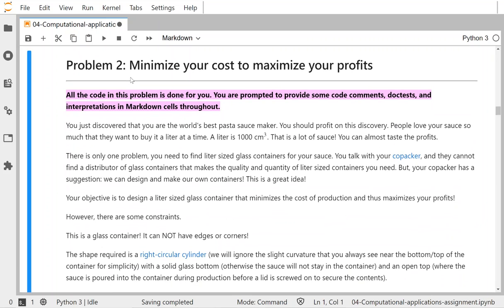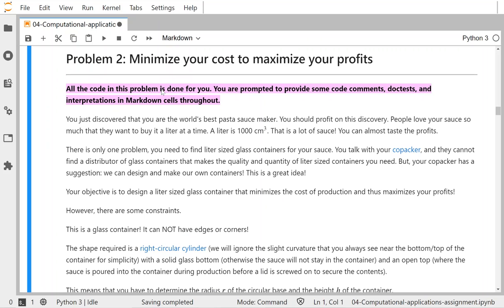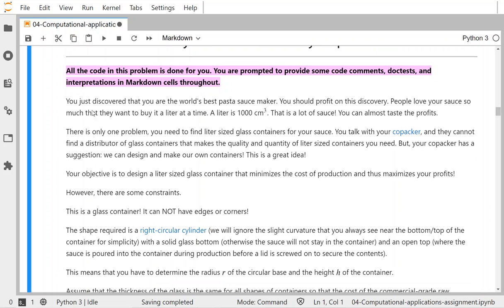So now problem 2. Let's minimize your cost to maximize your profits. All the code in this problem is done for you. You are prompted to provide some code comments, doc tests, and interpretations in markdown cells throughout. It is very important for you to read all of the instructions carefully. There is a lot of narrative to this problem.